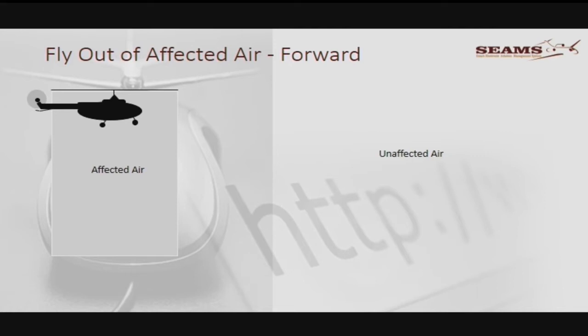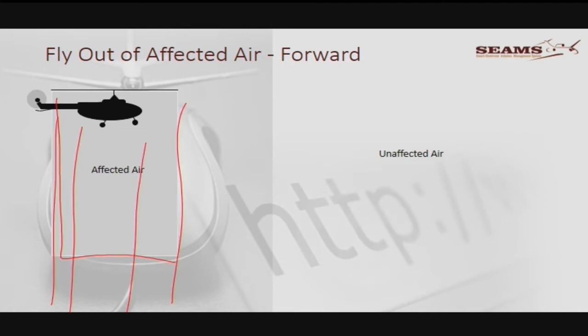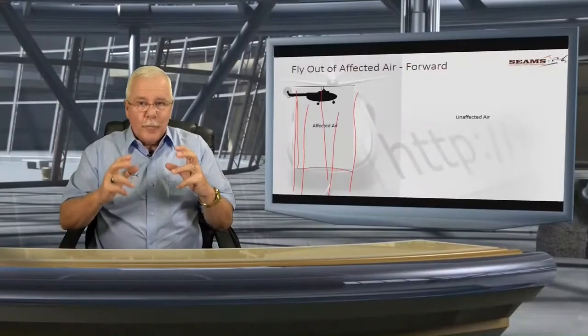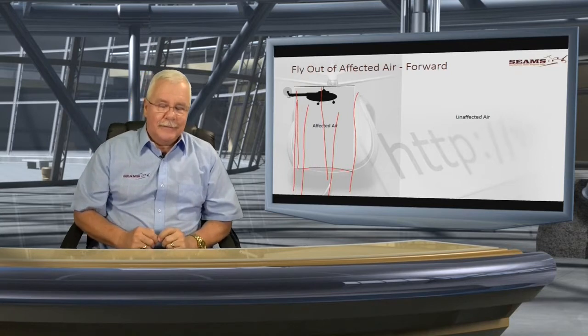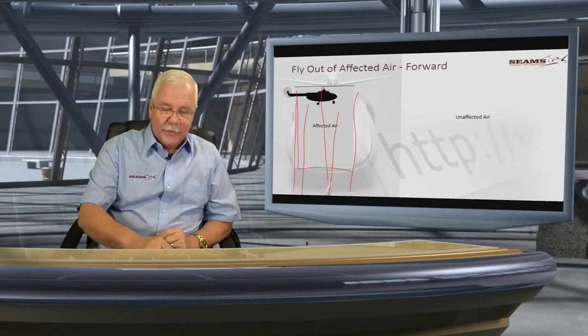Here you're sitting in affected air, and I'm just trying to give it in a more graphic way. In other words, we say that underneath the helicopter, this area here, and obviously that's because we are descending into it, that is the affected air, you're descending. The big thing about it is you must get out of that. How do you get out of it? Well, you fly out of it.